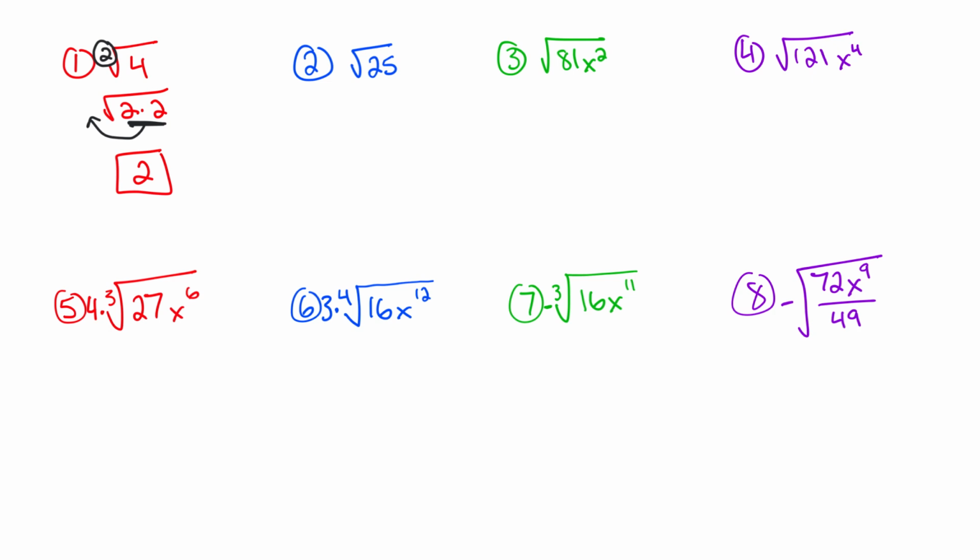That's the same thing as the square root of 5 times 5. Again, this is a second root, so I'm looking for a pair of values. I have a pair of 5's. They can be taken out, and that'll just be 5.